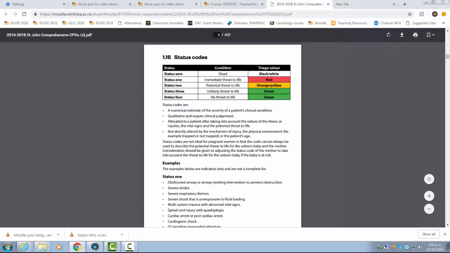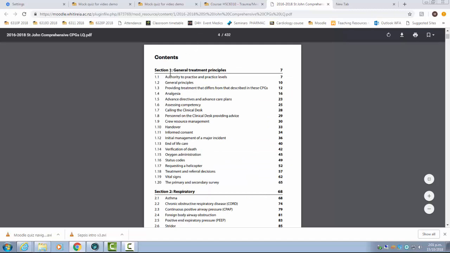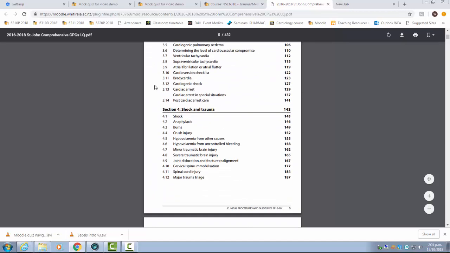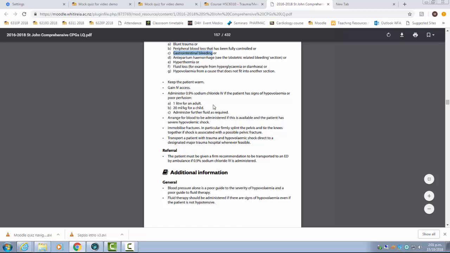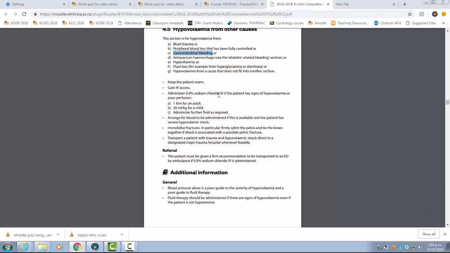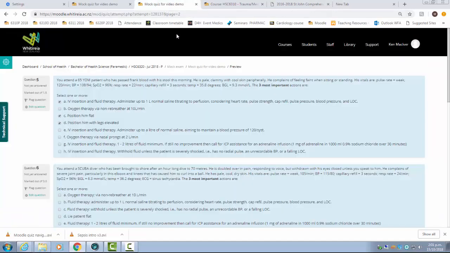Oops. Or the index, and I am after hypovolemia from other causes. I'm pretty sure that's the one I want. So I scroll down, blunt trauma, peripheral blood loss that's been fully controlled, gastrointestinal bleeding. Right, so that's hypovolemia from other causes, so that's the one I want. And yes, this one is give 1 litre, aiming for an improvement in perfusion. So that's definitely the one I'm after.